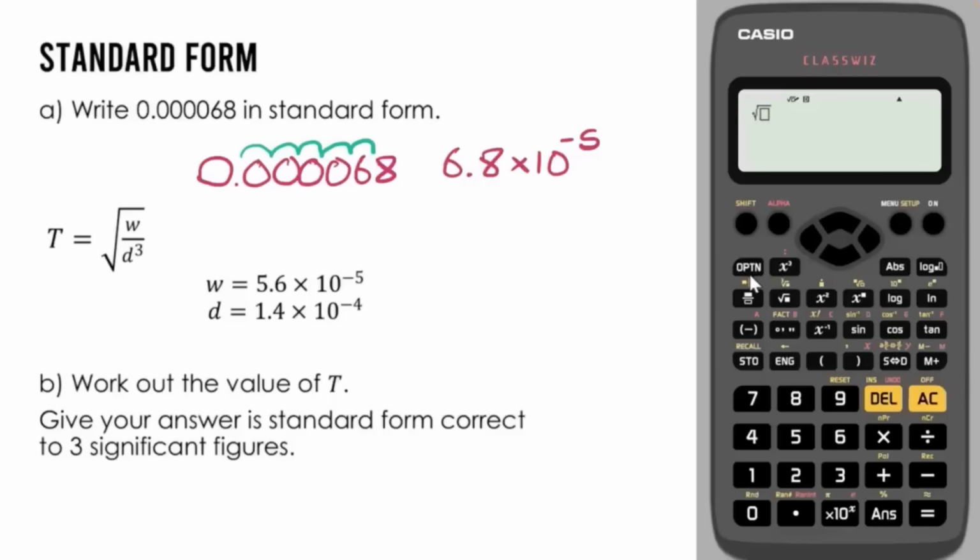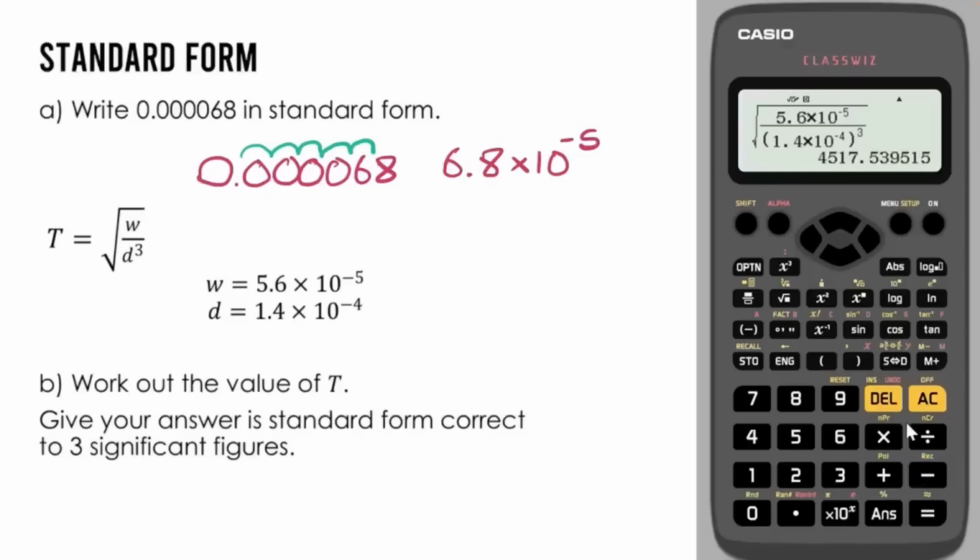For the next part of this question, we have quite a large sort of fraction to type in under this square root. We need to put these numbers that are in standard form into the fraction, being careful to put our negative power in, and then coming out of the top onto the bottom, and this one has d cubed on the bottom. So I'm going to put this one in brackets, 1.4 times 10 to the negative 4, and then once I close the bracket and make sure we come out of the power, then I can put my cubed in, and there we go, we have our power of 3, pressing equals, and we will get our answer.